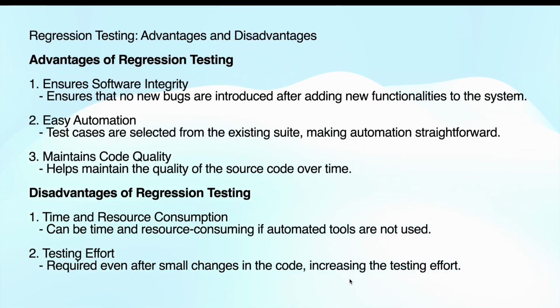Now we will see the advantages and disadvantages of regression testing. First advantage is ensuring that no new bugs have been introduced after adding new functionality to the system. Automation is easy because most test cases are selected from the existing test suite. Their expected outputs are already known. It helps maintain the quality of the source code.